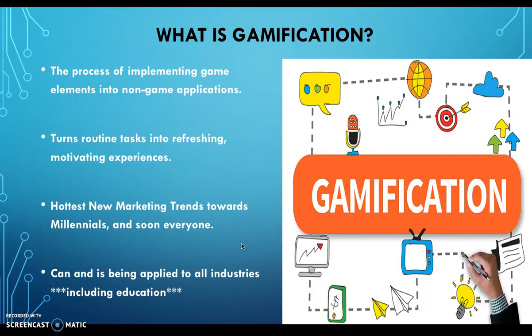First question you may have is, what is gamification? Gamification is the process of implementing game elements into non-game applications. It is most commonly used to turn routine tasks into refreshing, motivating experiences. And it is the hottest new marketing trend towards millennials and soon everyone. Gamification can and is being applied to all industries, including education.